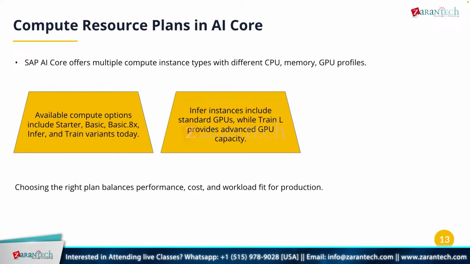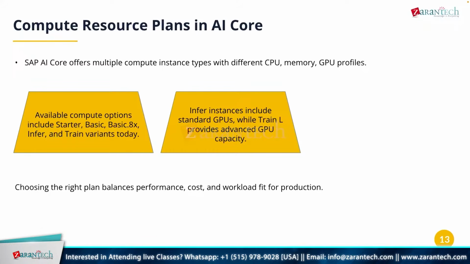So what does a resource plan contain? A compute resource plan typically defines the number of CPU cores assigned, for example one vCPU or 4 vCPU. Memory allocation is nothing but the RAM which is available for that, and optionally GPU allocations also. And then you have some scaling limits also. There are multiple plans available, like small plan, medium plan, large plan.